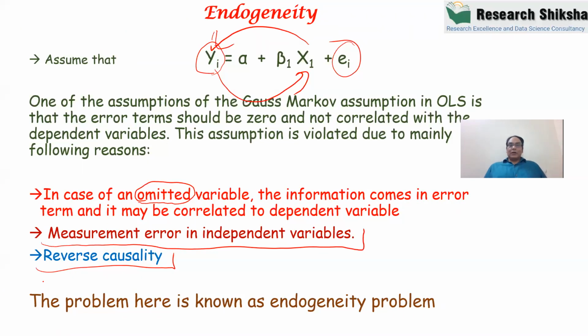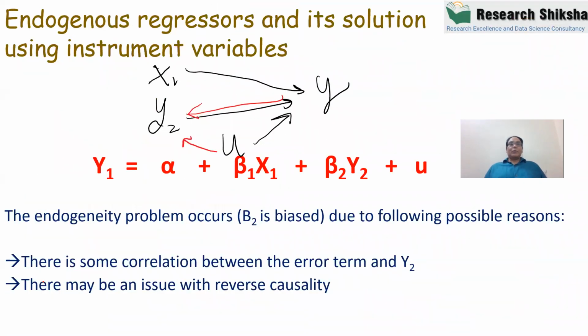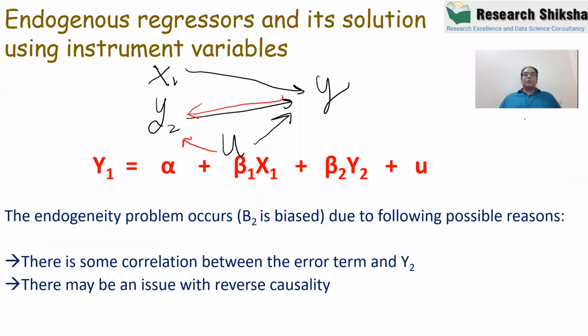Okay, so I hope now I am going to start the problem with the help of instrument variables. Tomorrow I will discuss GMM. GMM I will not discuss today. Today I am going to discuss the two stage least squares method of solving the problem of endogeneity in the regression model.